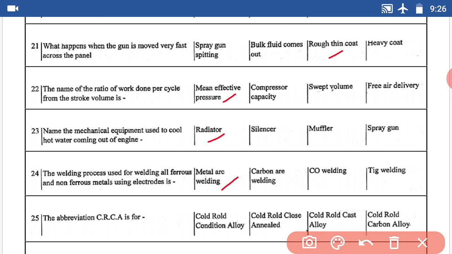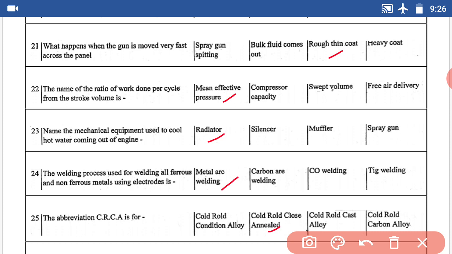Question number 25. The abbreviation CRCA is for dash. This question's answer is B, the correct answer: cold rolled close annealed. Option B is the correct answer.